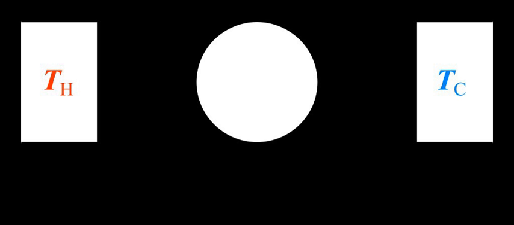The first law of thermodynamics in a closed system provides dU = δQ + δW, where U is the internal energy, δQ is the energy added as heat, and δW is the work done on the system.